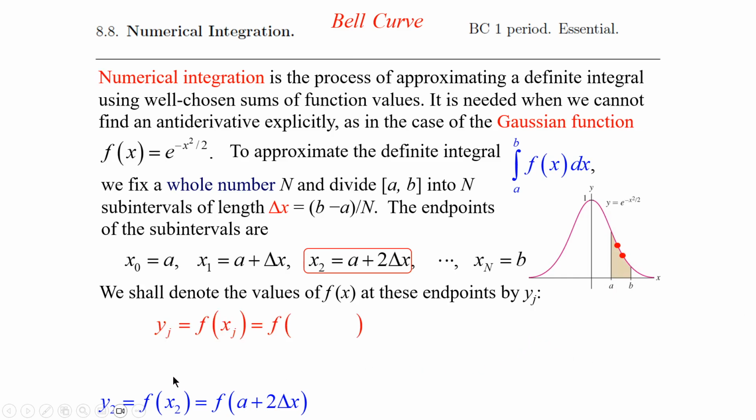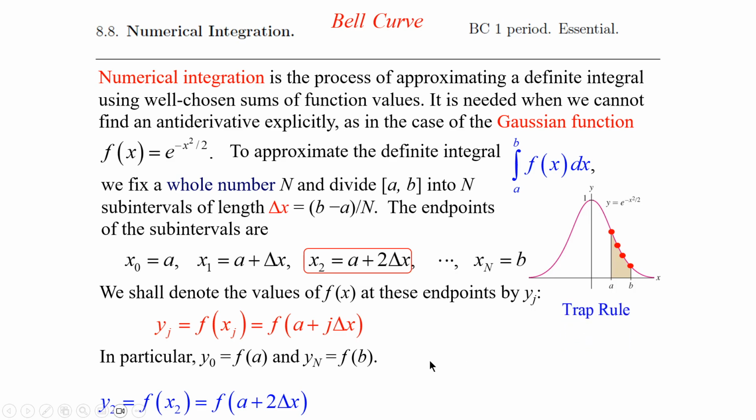Now, y sub j equals f of x sub j, which equals f of, well, we always got to start at a, plus simply j times delta x right there. So there it is in general. This makes it look way more complicated than it really is, as you guys will see. In particular, y sub 0 equals f of a, and y sub n equals f of b right there.